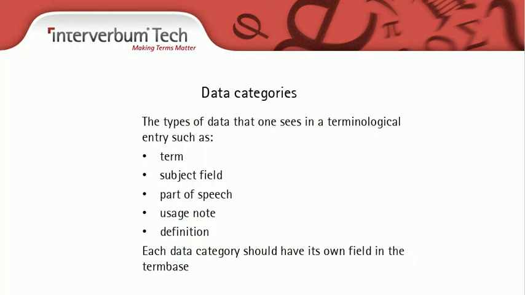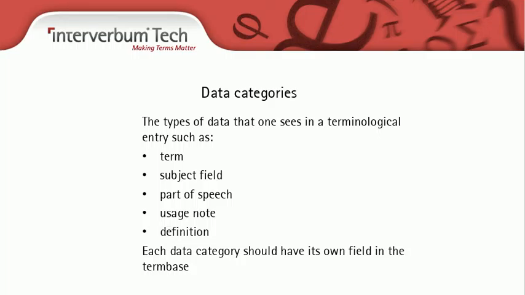Okay, next we have to talk about data categories. Data categories are the information. It corresponds to the information that goes into your database. For example, terms, subject fields, parts of speech, usage notes, definitions. Those are just a few of the principal types of data categories. Each data category should have its own field in your database.